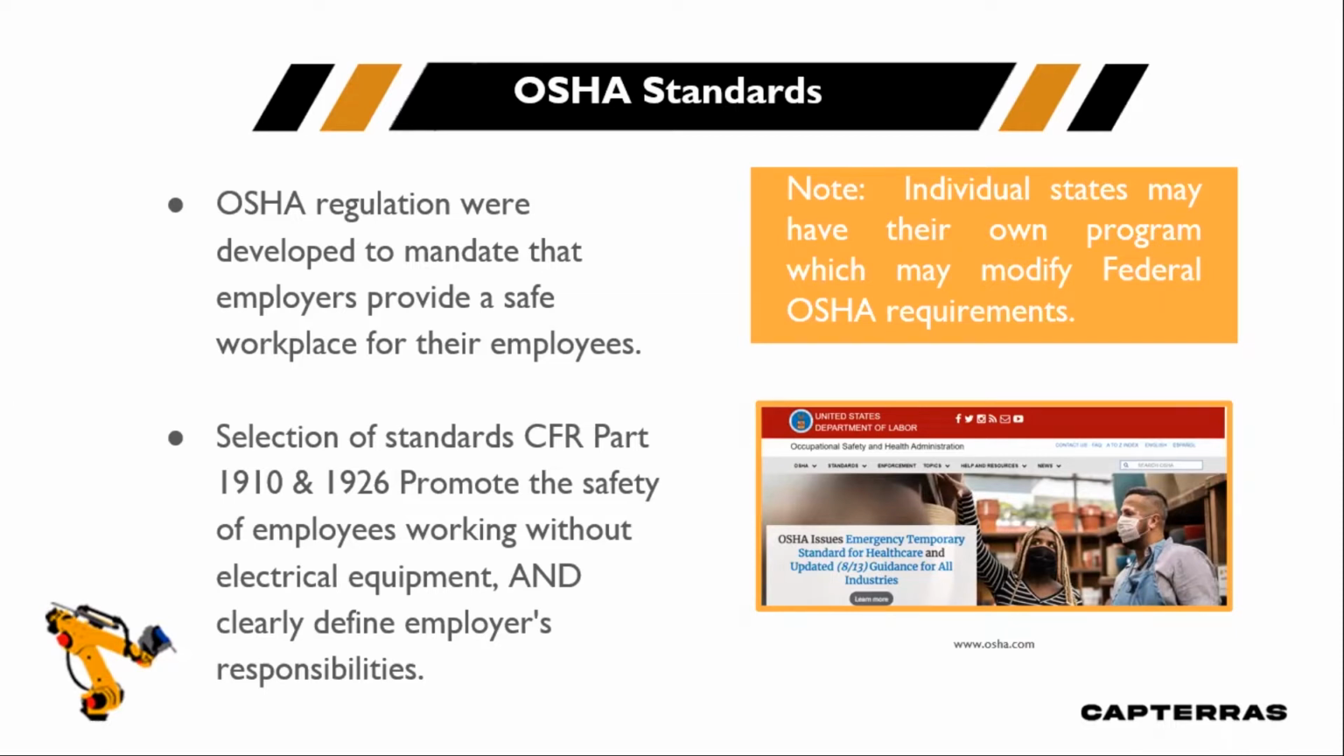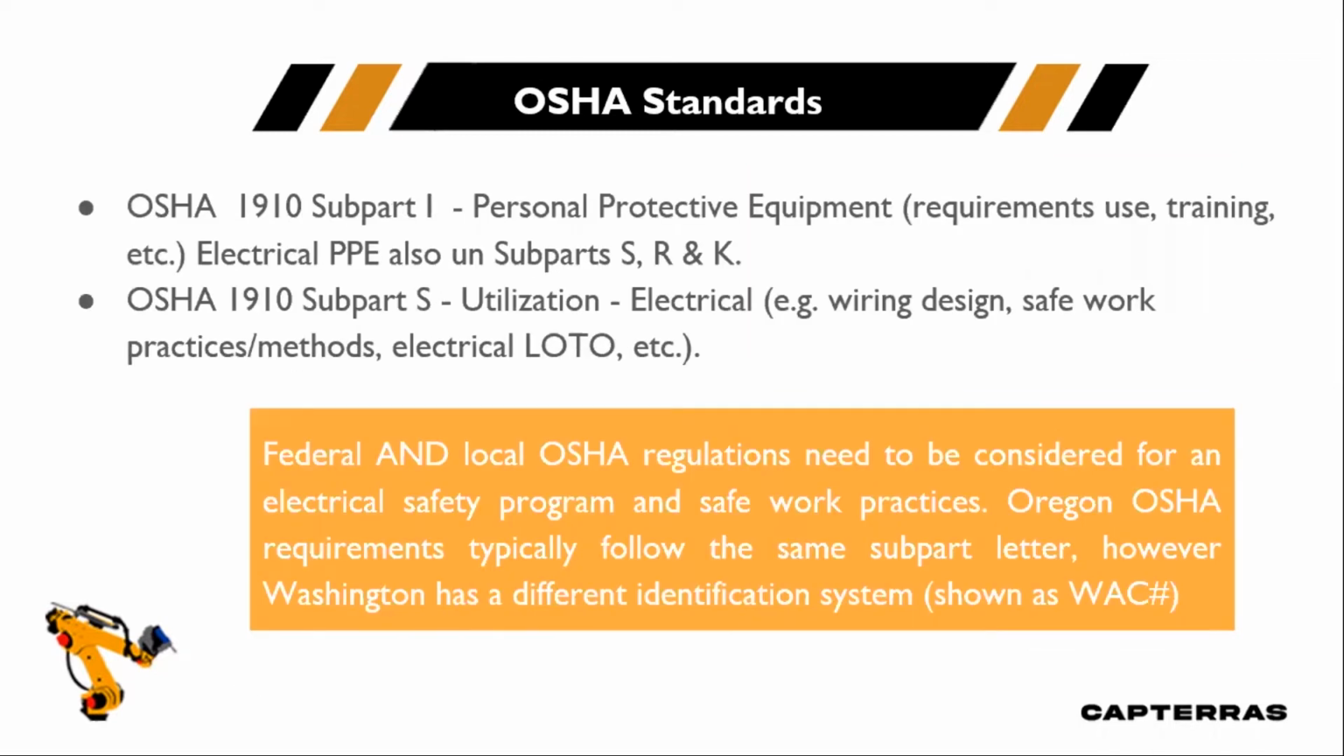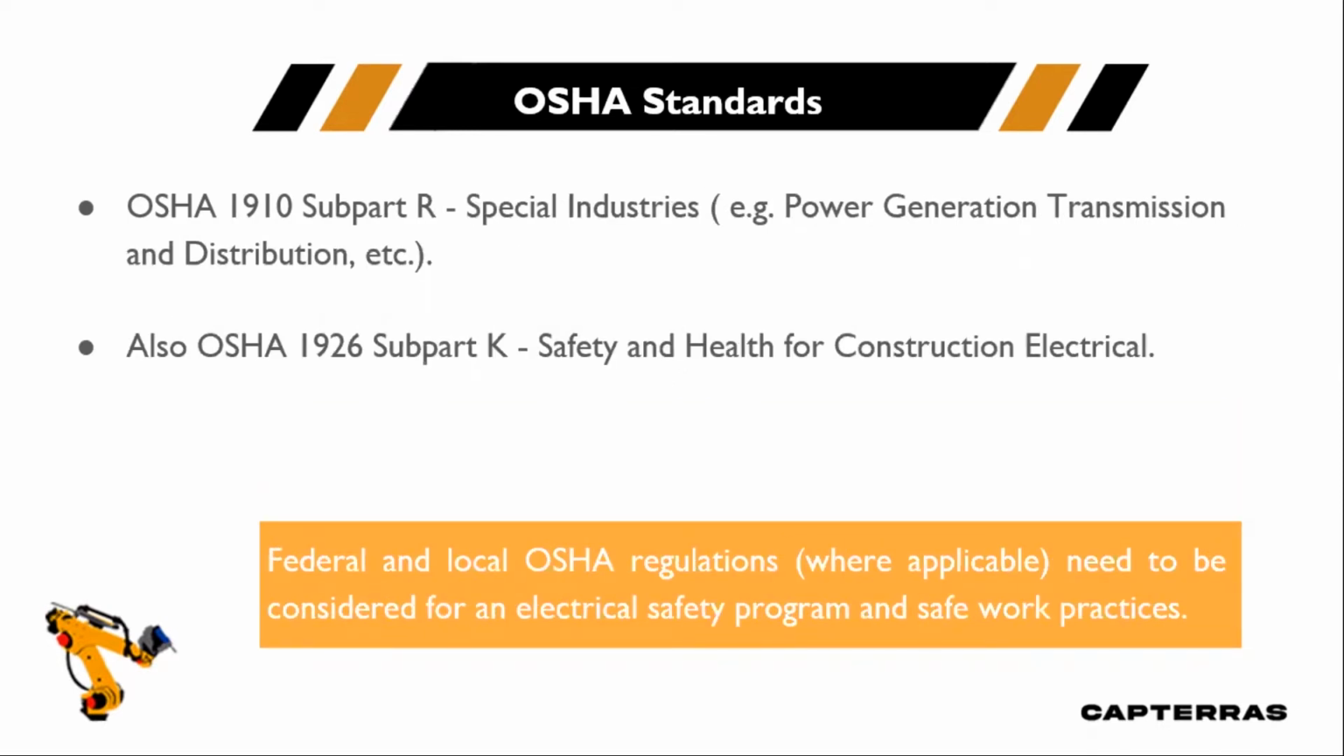If you want to know more about OSHA, you can visit the official website, www.osha.gov. The federal and local OSHA regulations need to be considered for an electrical safety program and safe work practices. OSHA 1910 Subpart I talks about personal protective equipment, and OSHA 1910 Subpart S talks about electrical utilization. The federal and the local OSHA regulations, where applicable, need to be considered for an electrical safety program and safe work practices.